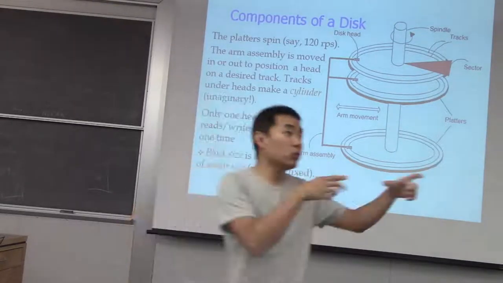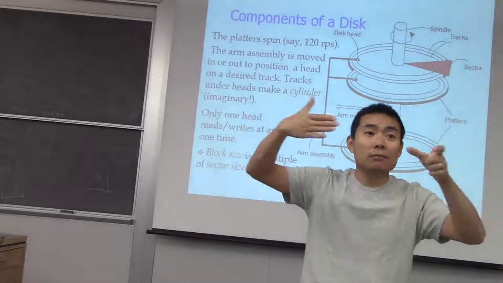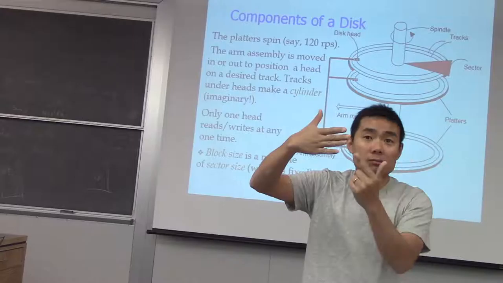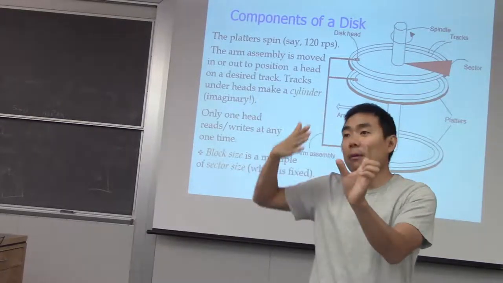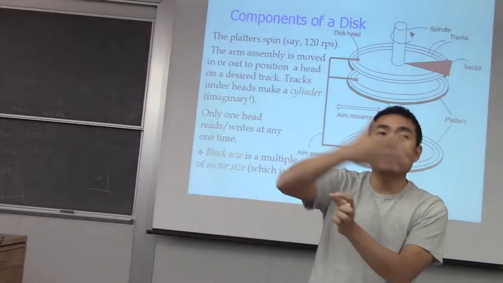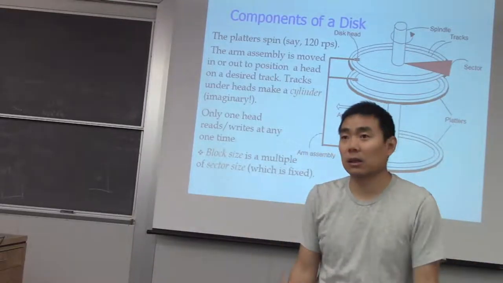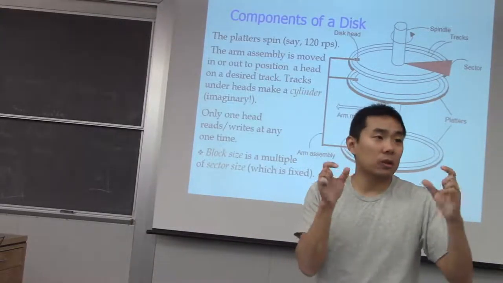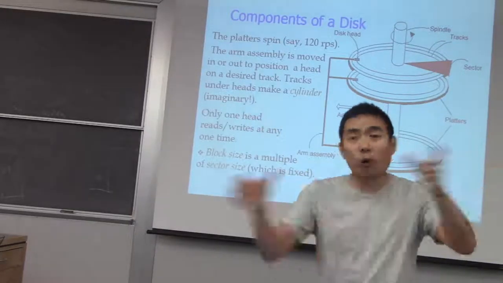In contrast, if you do random access, what happens? You move your arm, wait for the rotation, finish reading a page, and move your arm again. Wait for the rotation, finish reading. Move your arm again. Wait for the rotation, finish. Do that again. Why? Because your addresses to access are all over the place.